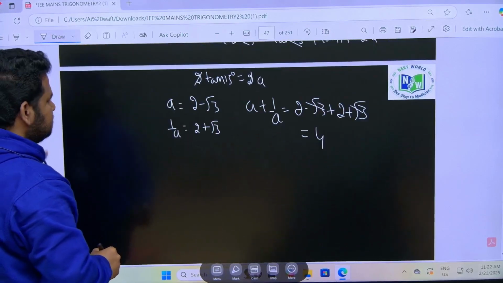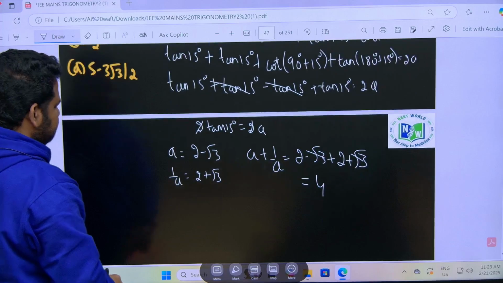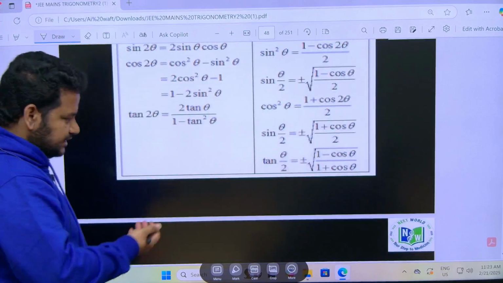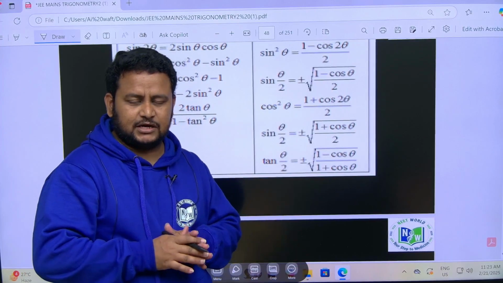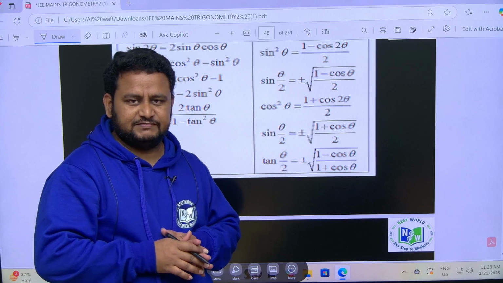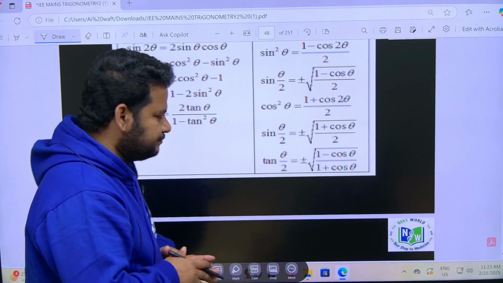Got it, friends? This was asked in JEE Main 2023. Later at the end of the chapter we will solve even the 2024 sessions, both of them, and also the 2025 first session, that is the January session questions. Fine.